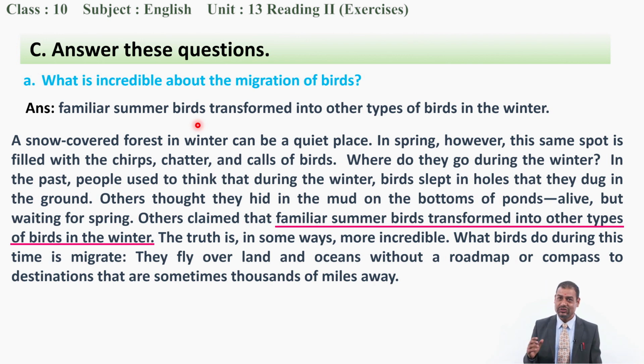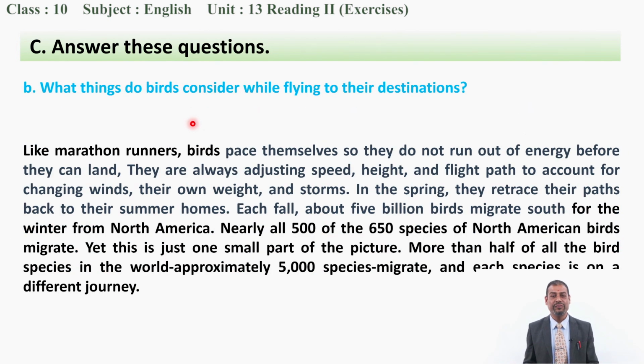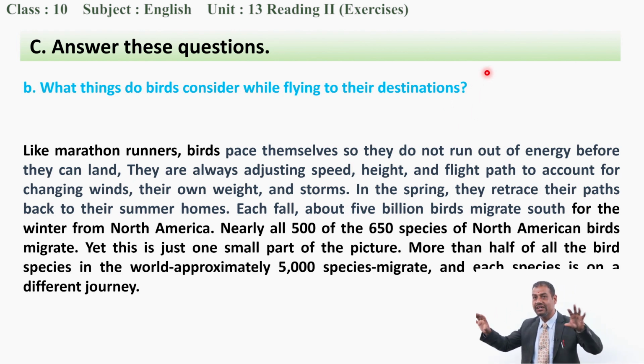So while writing the answer of the questions on the reading skill, we don't need to write down complete sentence. Only main ideas, main information you can write down. And if you write a complete sentence, no problem. Okay. So now, next question. B. What is it? What things do birds consider while flying to their destination? Understand the question first. While they are going to their new places, what things do they think?